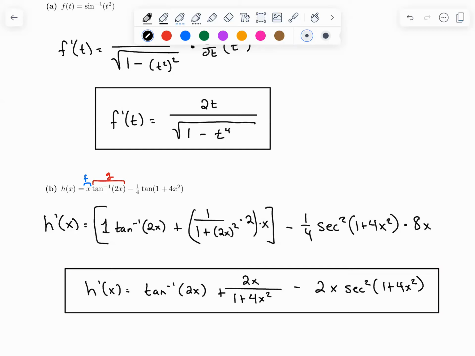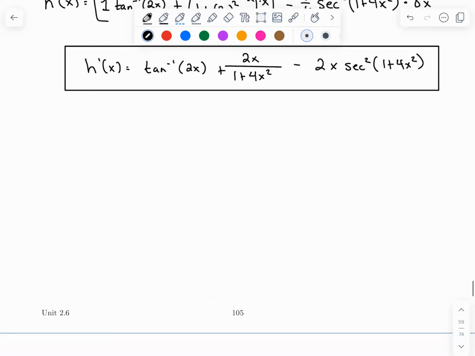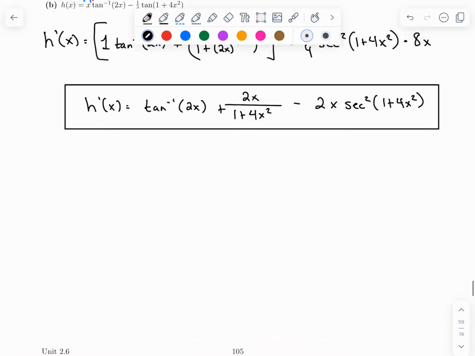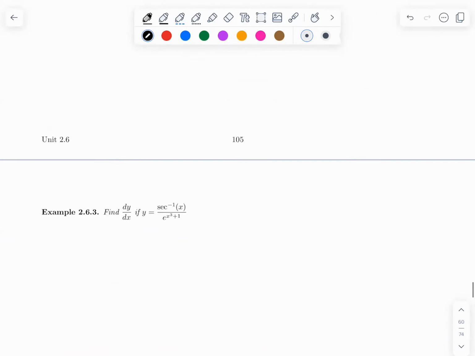So yes, it does feel a little daunting right now just because you don't have these ones, you haven't practiced them at all. But all the rules still work. It's the good thing. We can still do implicit differentiation.